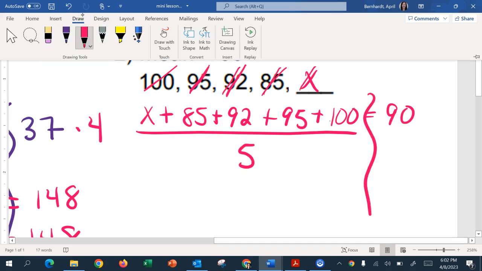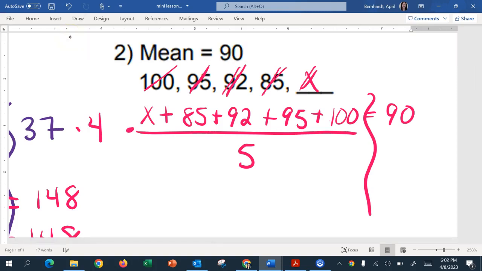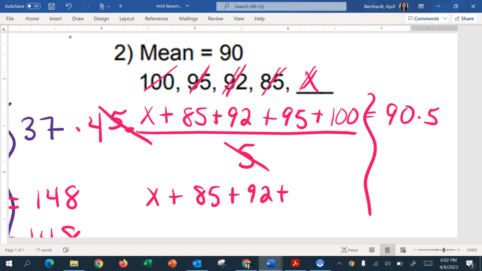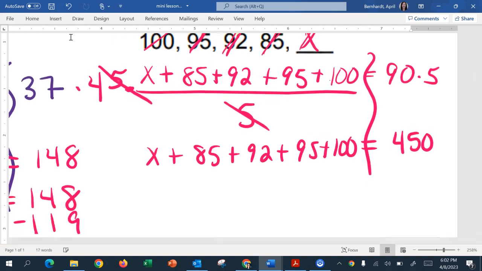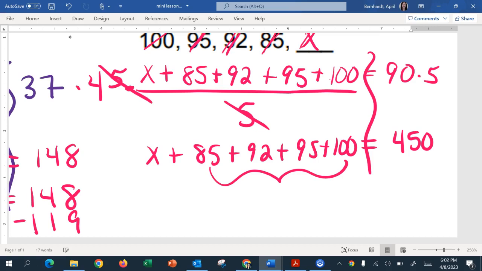Squiggle. My first step, get rid of that denominator. So multiply both sides by 5. And we get mystery number plus 85 plus 92 plus 95 plus 100 equals 450. I'm going to add those data values up. So 85 plus 92 plus 95 plus 100.